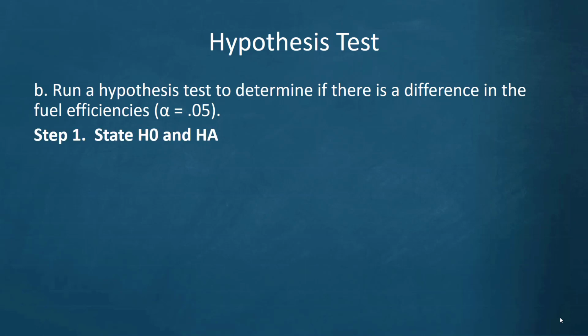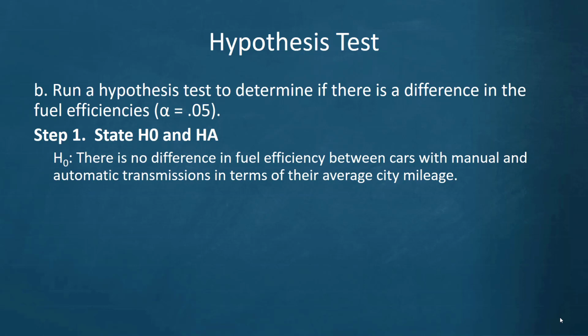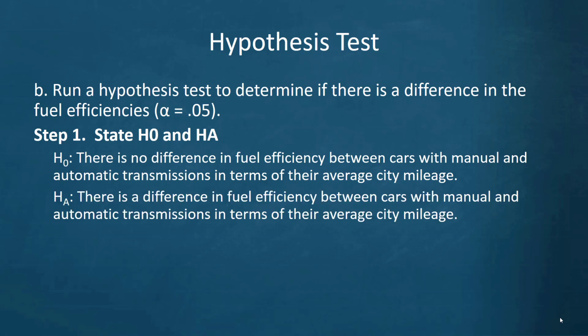Okay, you're going to state H0 and HA. So H0: there is no difference in fuel efficiency between cars with manual and automatic transmissions in terms of their average city mileage. HA: there is a difference in fuel efficiency between cars with manual and automatic transmissions in terms of their average city mileage. So again, the null hypothesis is always no difference. They are the same.